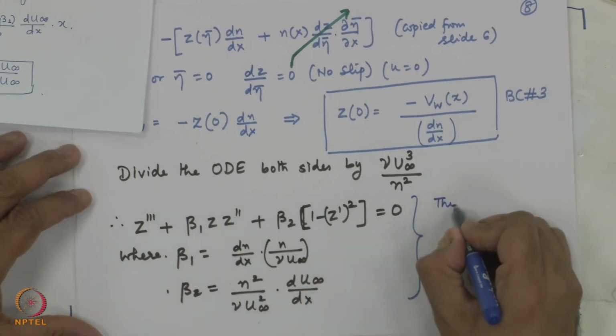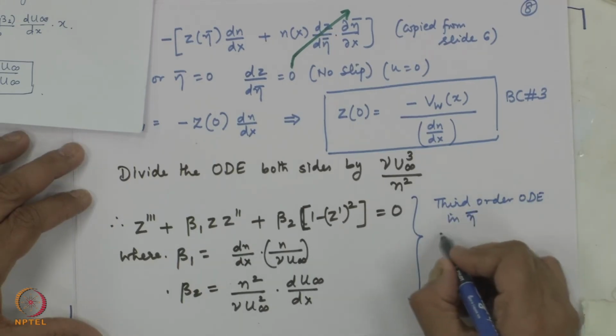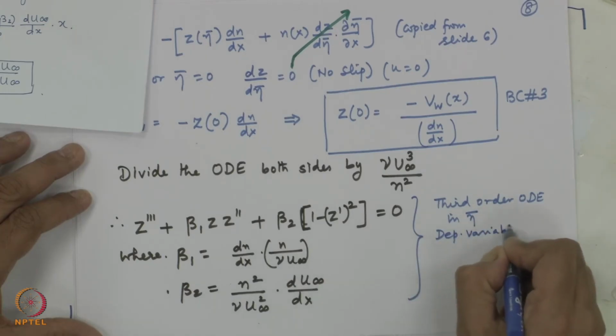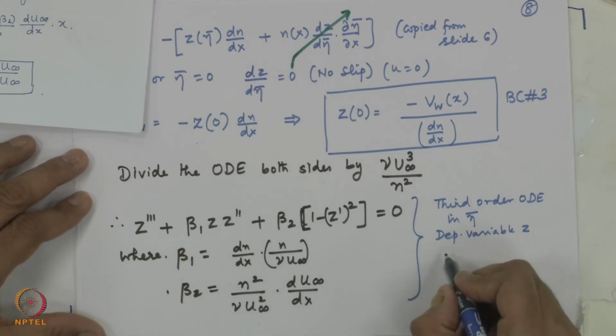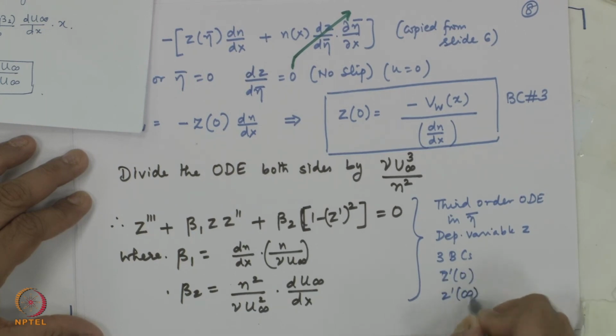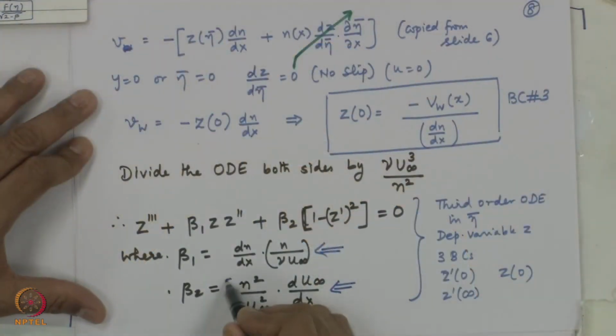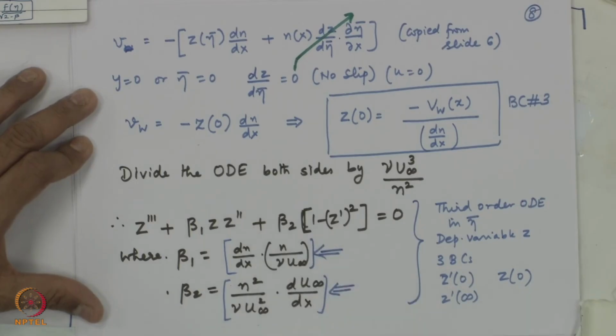Third order ordinary differential equation in eta bar, the dependent variable is z. We have 3 boundary conditions, z prime of 0, z prime at infinity, z of 0. Technically, this is solvable. What is the problem now, or what is the constraint now, is what we will see in the next module. This beta 1 and beta 2, which are not so straightforward, which look like some expressions, will have to take some specific form, so that this equation which we have derived is truly an ordinary equation. More on that in the next module. Thank you.